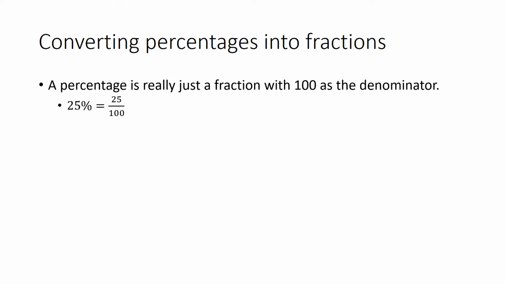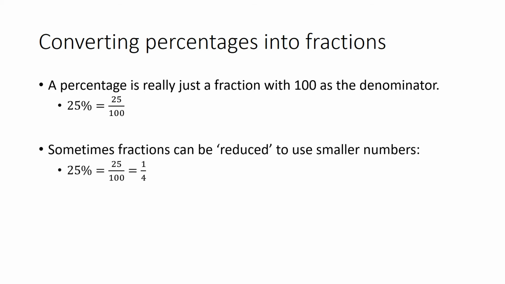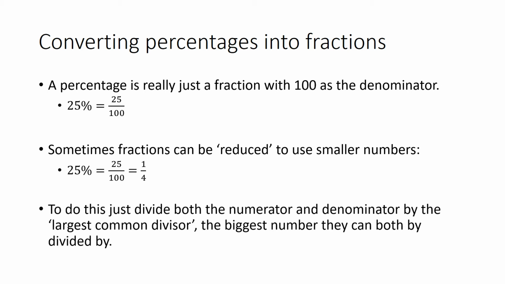So if you want to convert a percentage into a fraction, you really just need to think of a percentage as a fraction where the denominator is 100. So 25% is really just the same as 25 over 100. But sometimes these fractions can be simplified or reduced to use smaller numbers. For example, 25 over 100 is the same as 1 over 4, or a quarter. If you think you can do this, just divide both the numerator and denominator, which is the numbers above and below the line on the fraction, by the largest common divisor. And the largest common divisor is the biggest number they can both be divided by. In this case, it was 25.